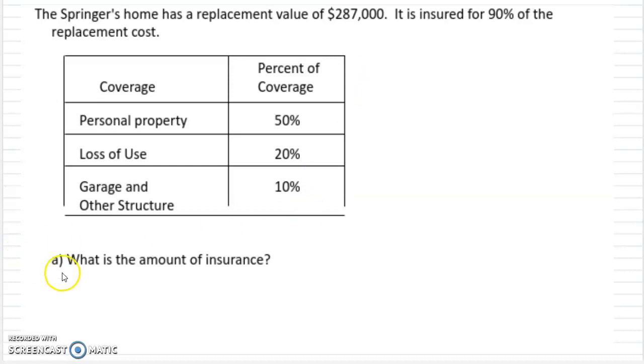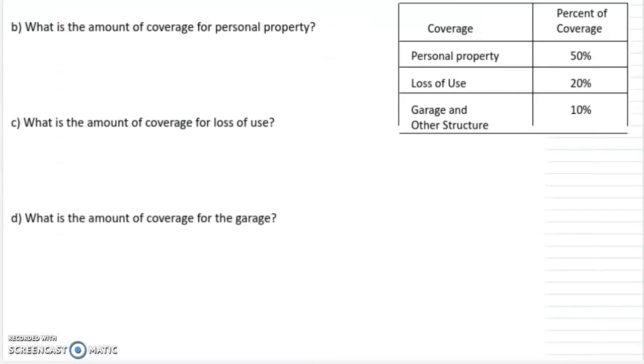part A is what is the total amount you're getting from insurance? Part B is what is the amount of coverage for personal property. Part C, what is the amount of coverage for loss of use? And Part D, what is the amount of coverage for the garage or other structures?